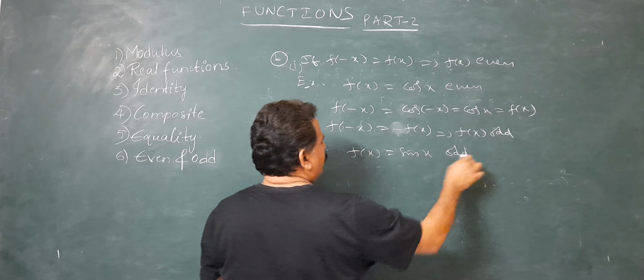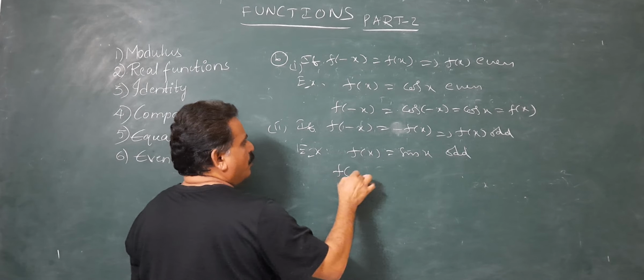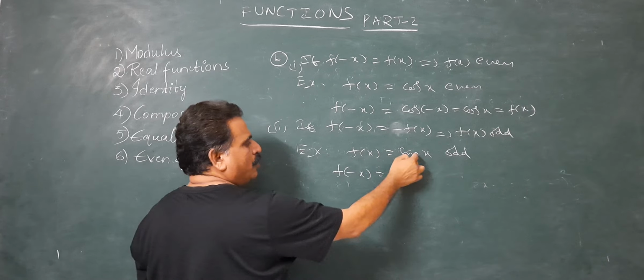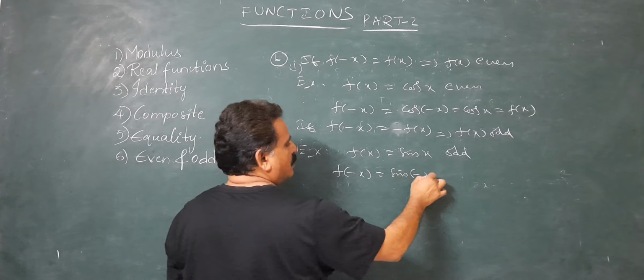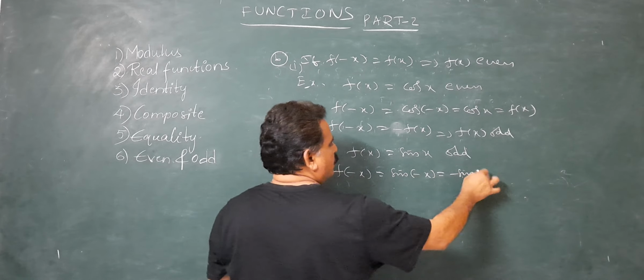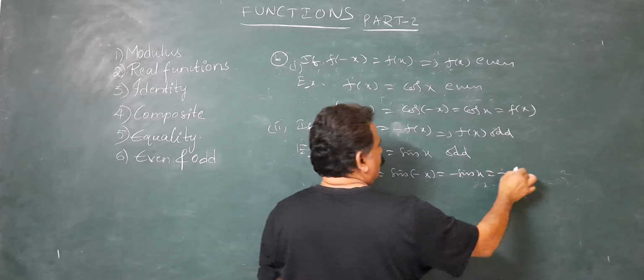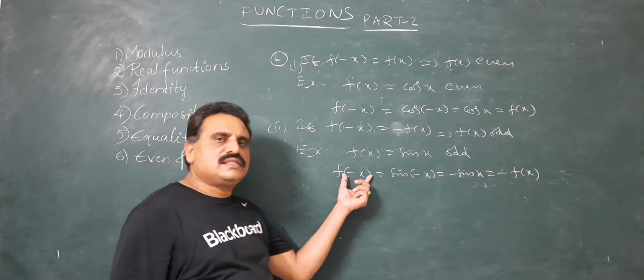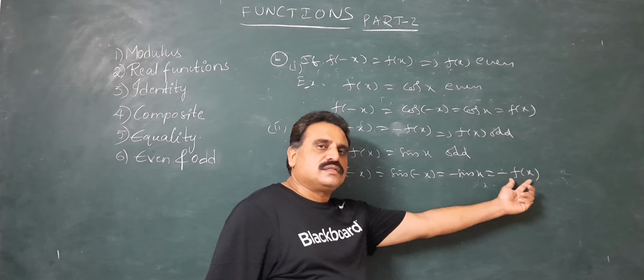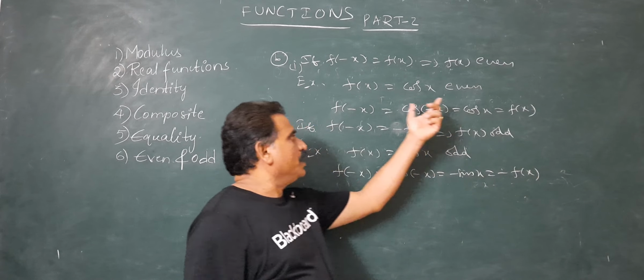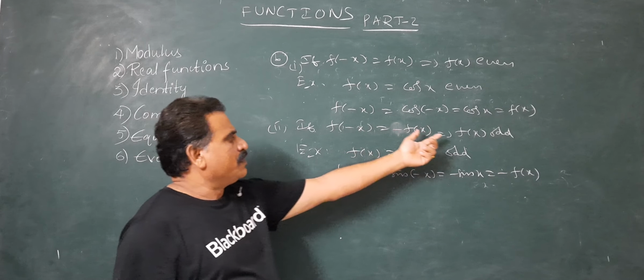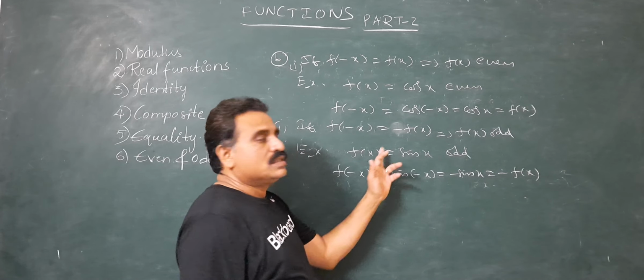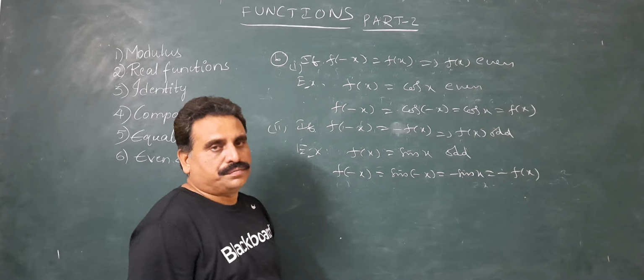For example, f of x equals sin x is an odd function. How do you show that it is an odd function? For f of minus x, we just write minus x in place of x. That is sin of minus x, which is minus sin x, which is equal to minus f of x. So, my dear students, f of minus x equals minus f of x. According to the given definition, f of x is an odd function. So, sin x is an odd function.